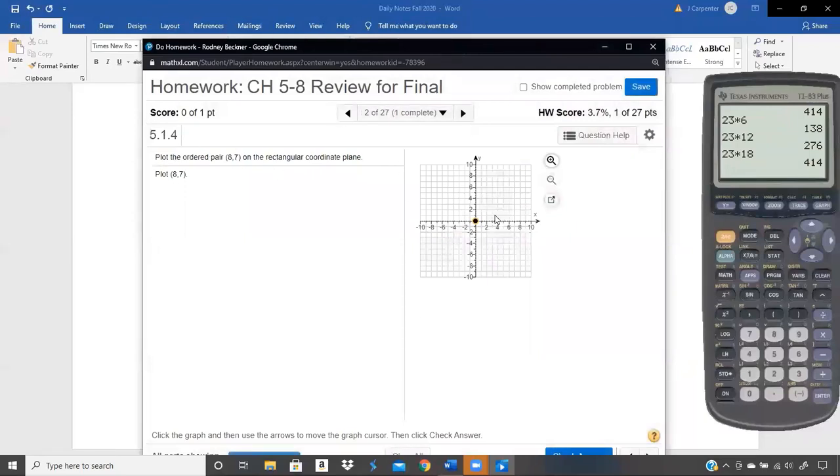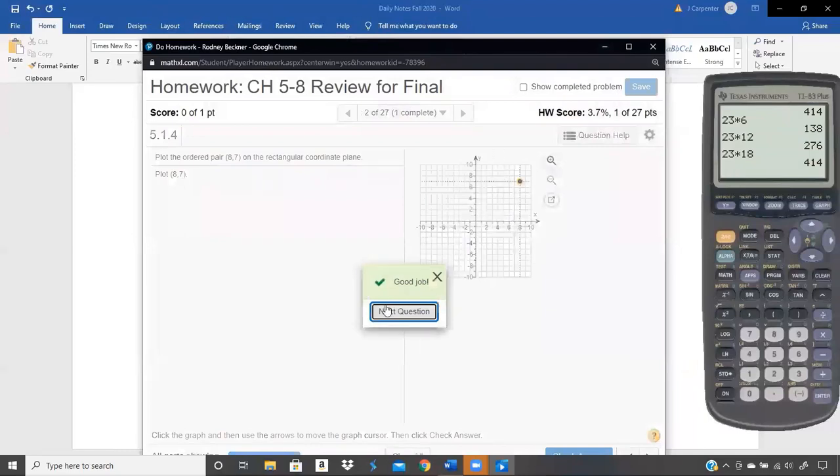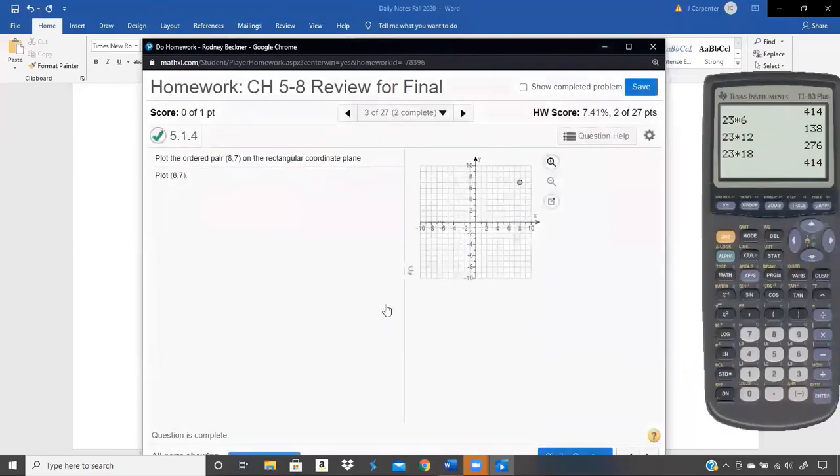Plot the ordered pair 8 comma 7. That's just right 8, up 7. You can click or you can drag around. But if I'm going to go right 8, and then I got to go up 7, that's where the point would be. And that's it. Just don't go right 7 and up 8. You got to get the left, right, and up and down correct.